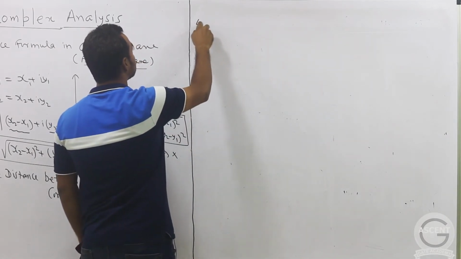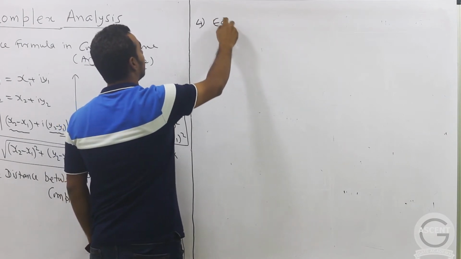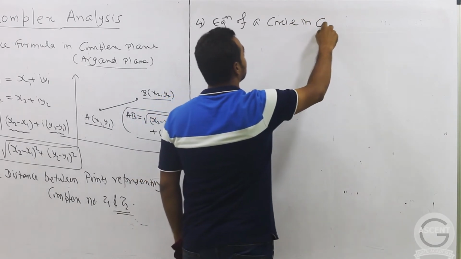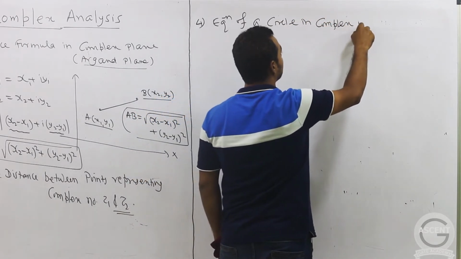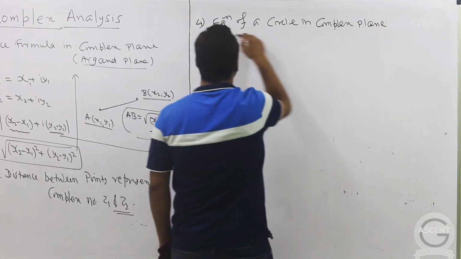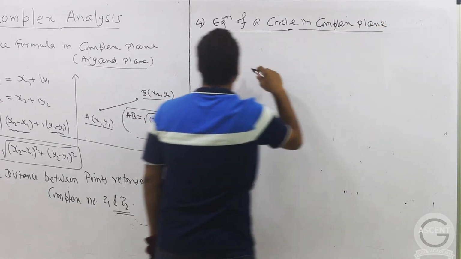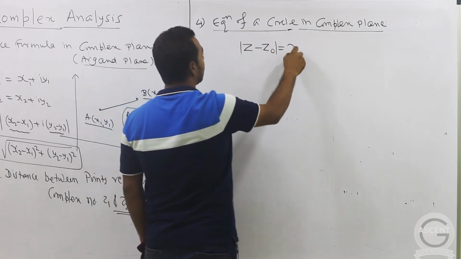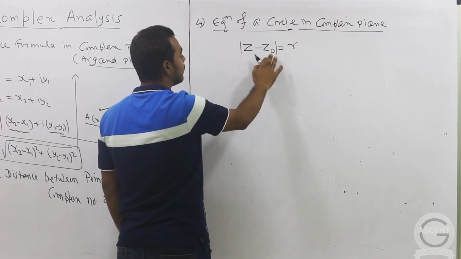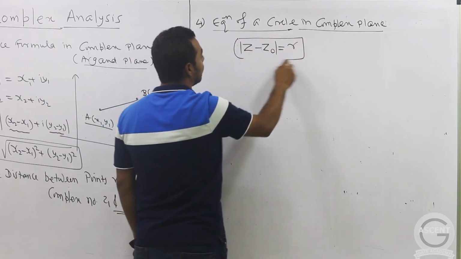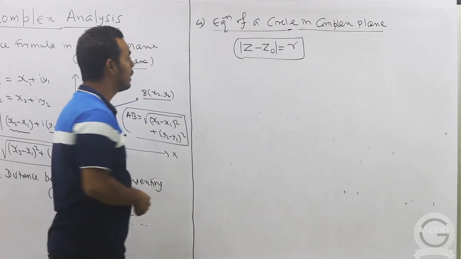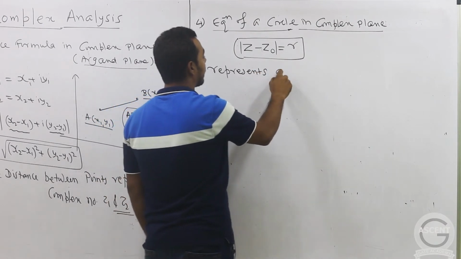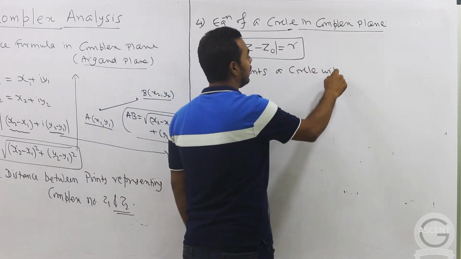Now the fourth point, and this is very important again, is the equation of a circle in the complex plane. So this equation mod z minus z naught equals r. z is any general complex number, z naught is a fixed complex number. So mod z minus z naught equals r represents a circle with center at z naught.